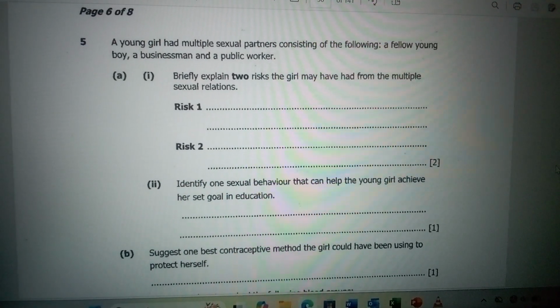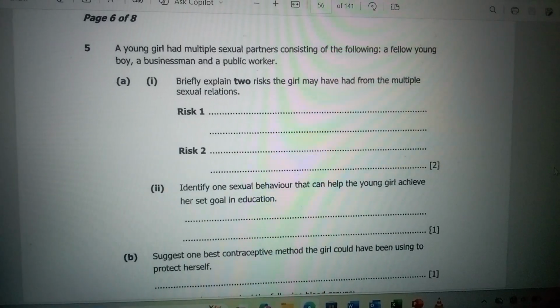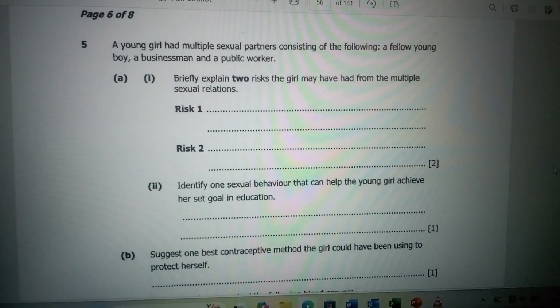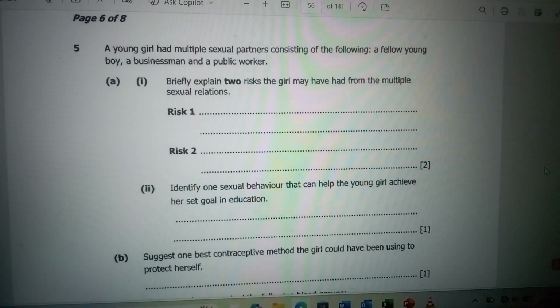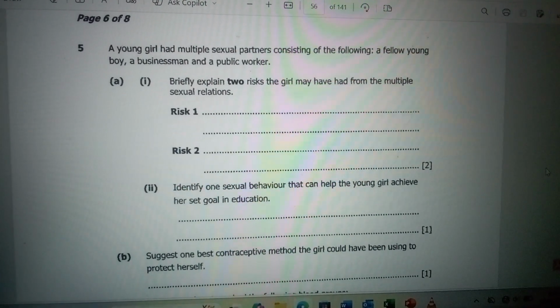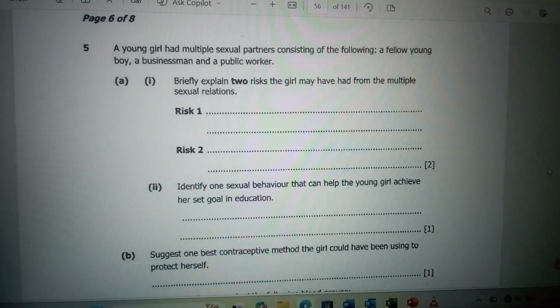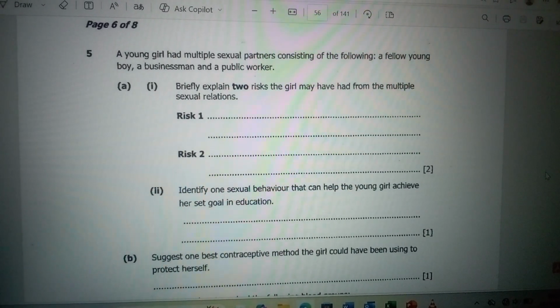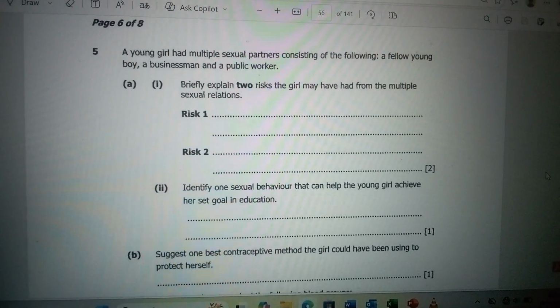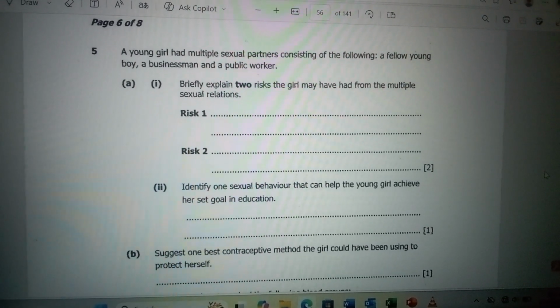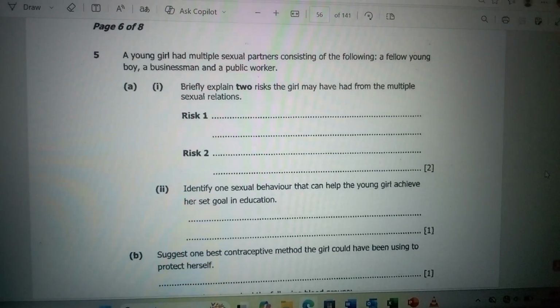The question reads: a young girl had multiple sexual partners consisting of the following: a fellow young boy, a businessman, and a public worker. And then they're saying A, briefly explain two risks the girl may have had from the multiple sexual partners.